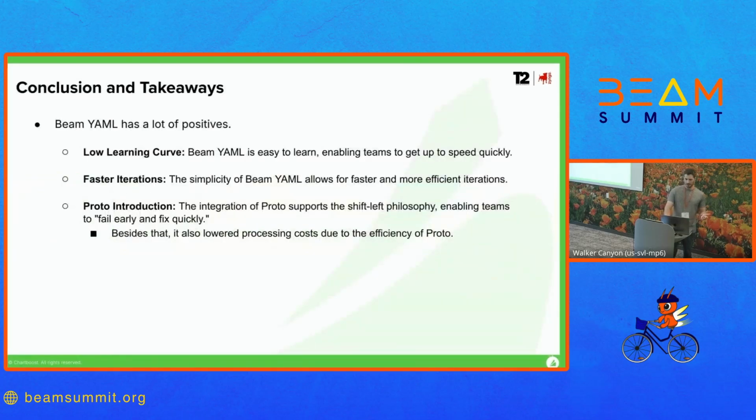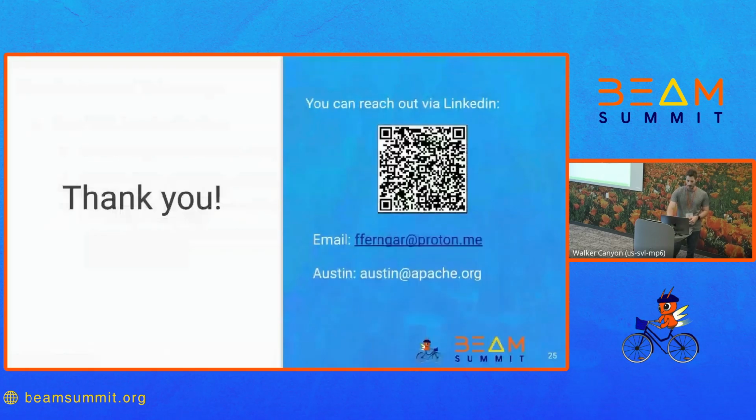And finally, a bit of a conclusion. Good things about Beam YAML, like low learning curve. So if you have a developer who is just a junior developer trying to create their own Beam pipeline versus the same in Beam YAML, I bet they will be able to do it faster with Beam YAML. Faster iterations means you fail sooner and you can fix things sooner, so you can iterate more. And the introduction of Proto, as we have been saying, is sort of a shift left philosophy, and it also allows cost savings. And that's pretty much what we have for today.